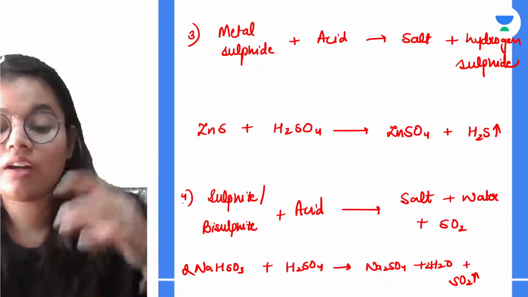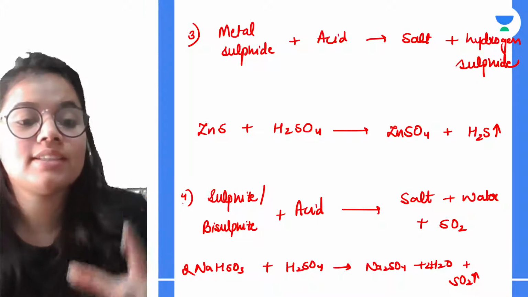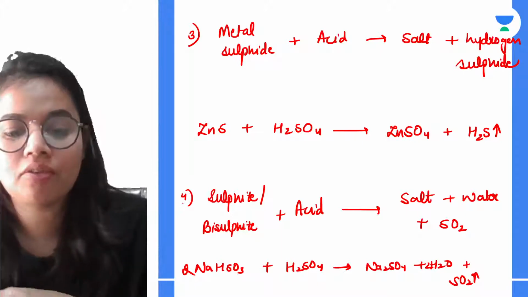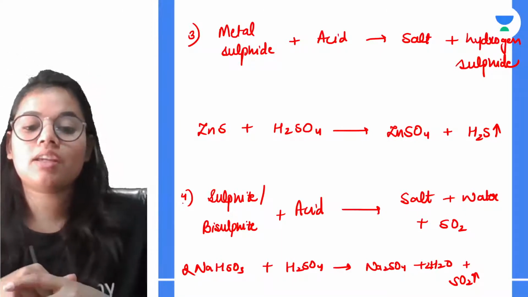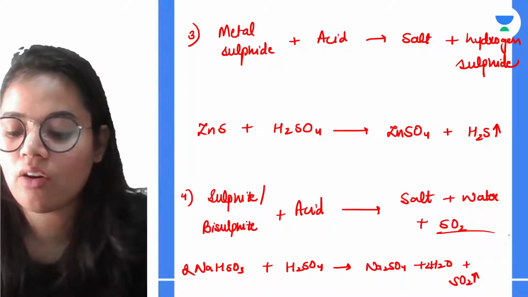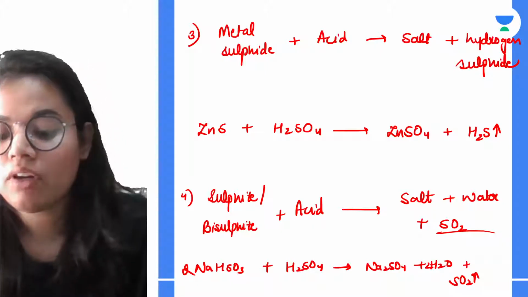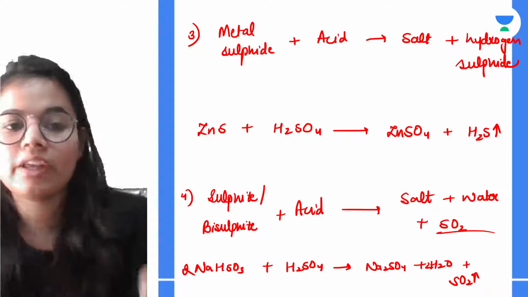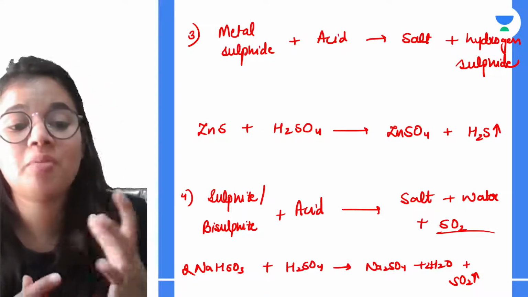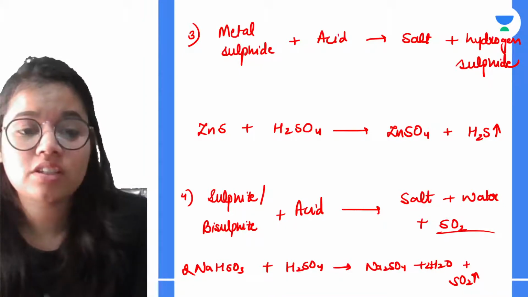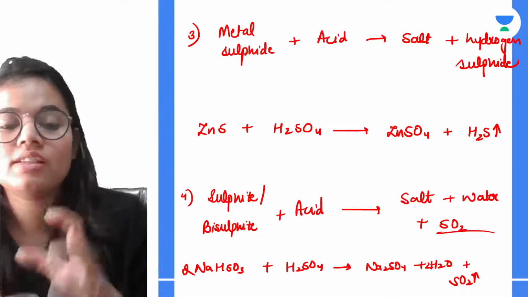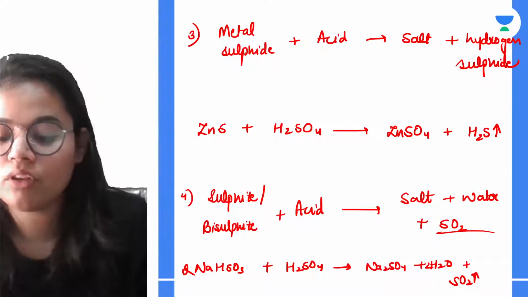If in the place of carbonate or bicarbonate I take metal sulfide, over there I will be getting salt and hydrogen sulfide. And at the last, if I am taking sulfite or bisulfite with acid, I will get salt, water, and sulfur dioxide. Now this sulfur dioxide gas is very much harmful for the environment. It leads to air pollution. It destroys vegetation, plant life, animal life, human life. So these gases are really harmful.